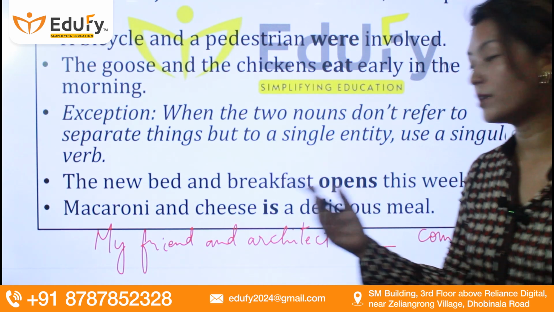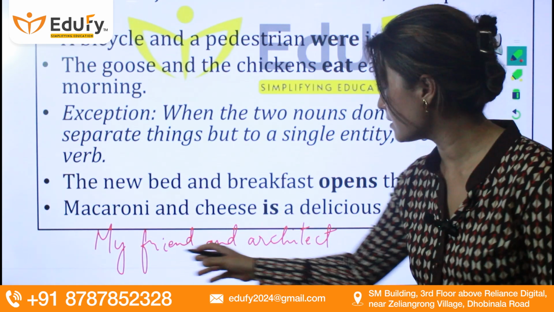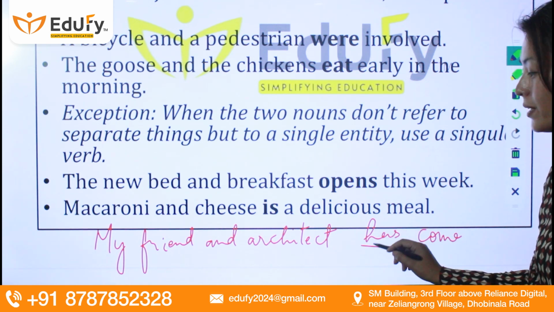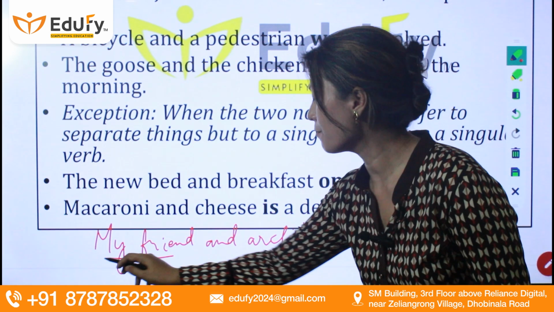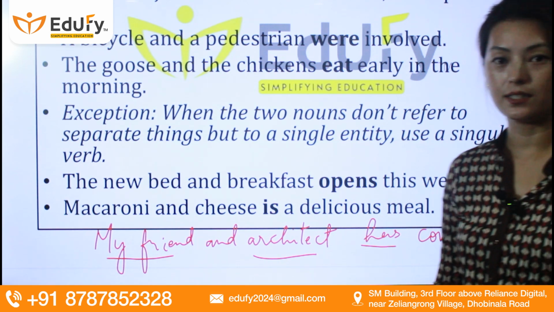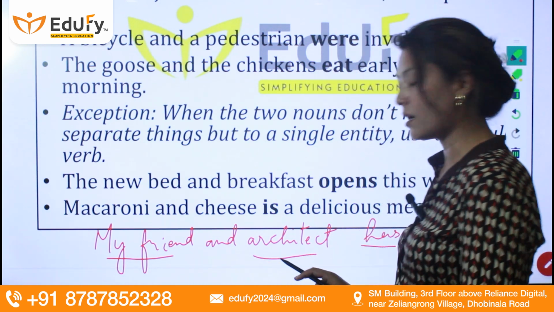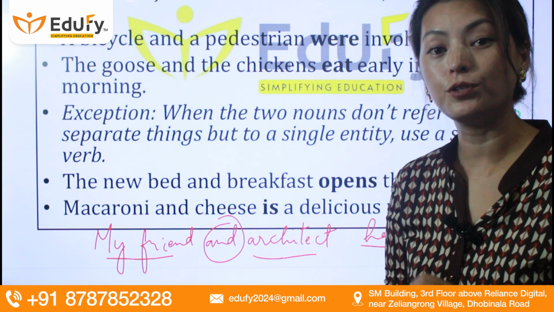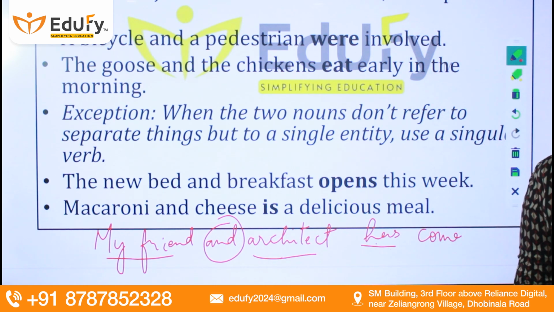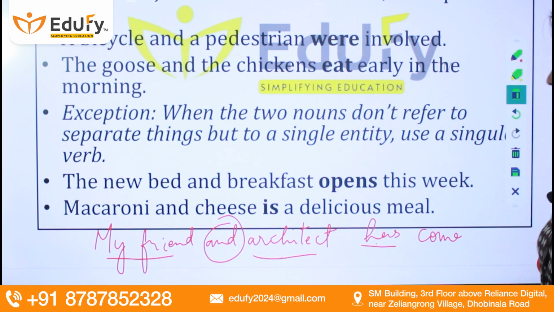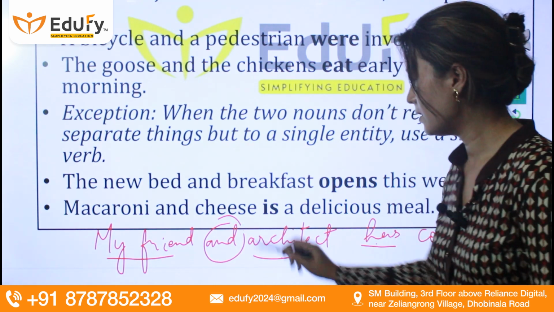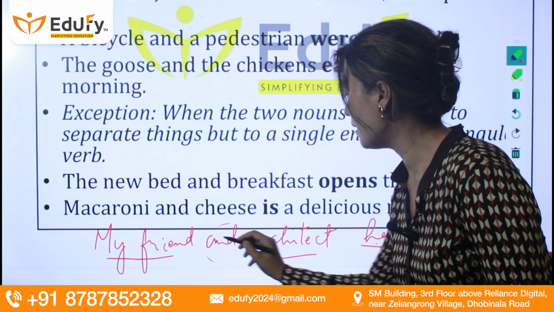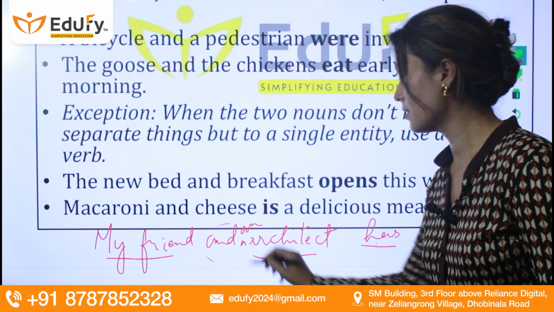Now why do I write has? In this sentence I will have to write has, which is a singular verb. Why did I write has? Because my friend is also an architect. So even though friend and architect is used here, by using the word and, I am going to use the singular verb has.